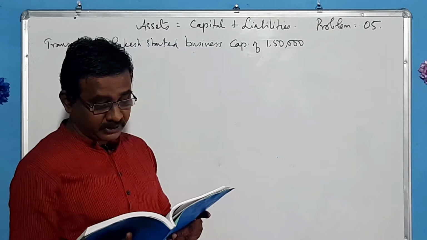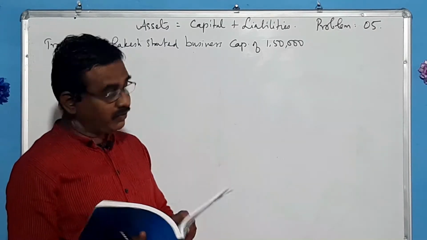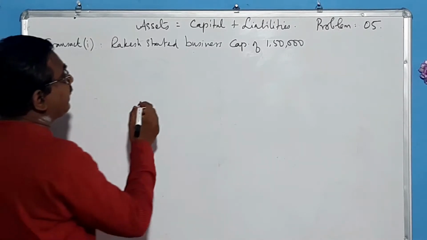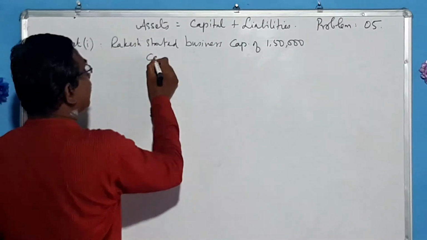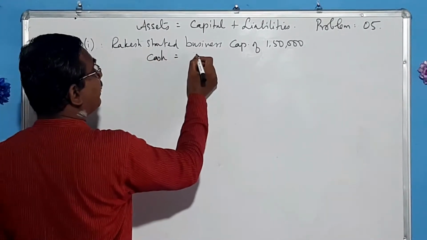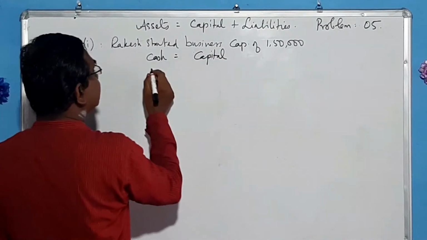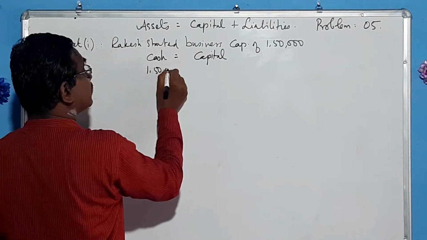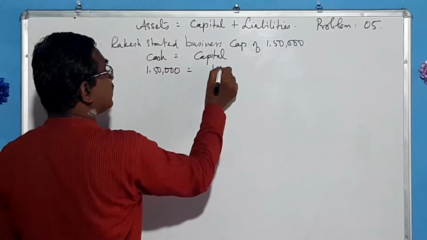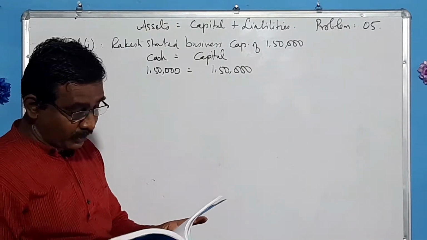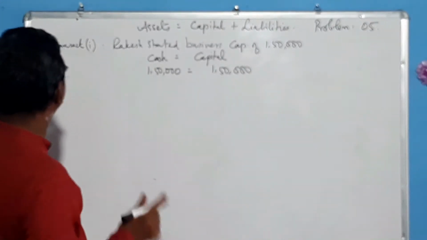Rakesh started business with a capital of rupees 1,50,000. First you have to write the transaction. What is brought in? Cash is brought in. So assets is equal to cash, plus cash is equal to capital, and cash is 1,50,000 and the capital is 1,50,000. And the next one, deposited money with the bank, 80,000.